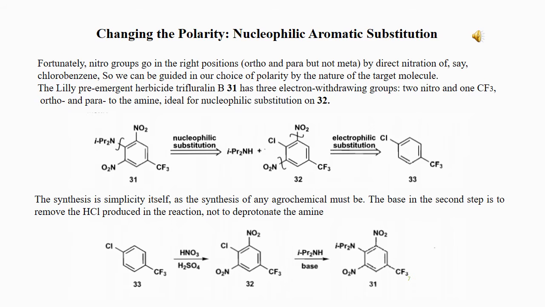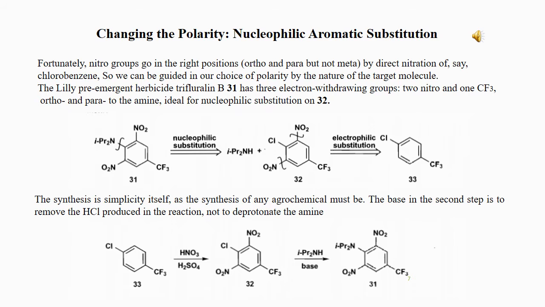So how can we get it? We can get it very easily if we have chlorobenzene and we do the nitration. So we can be guided in our choice of polarity by the nature of the target molecule. If we do the disconnection here in 31, at the wiggly bond, you can see the C-N disconnection. So what moiety can we get from which it can be prepared? We can think of the chlorobenzene here, 32, which after reaction with diisopropylamine can give 31.